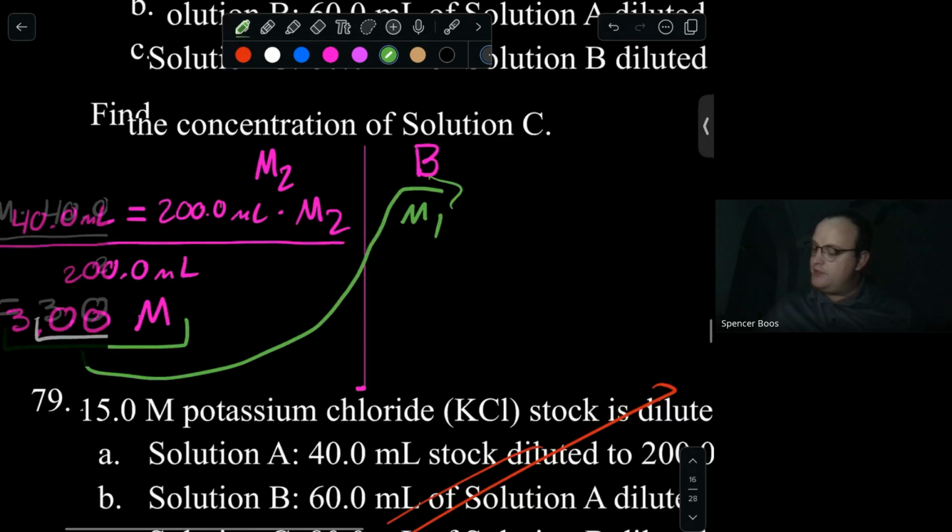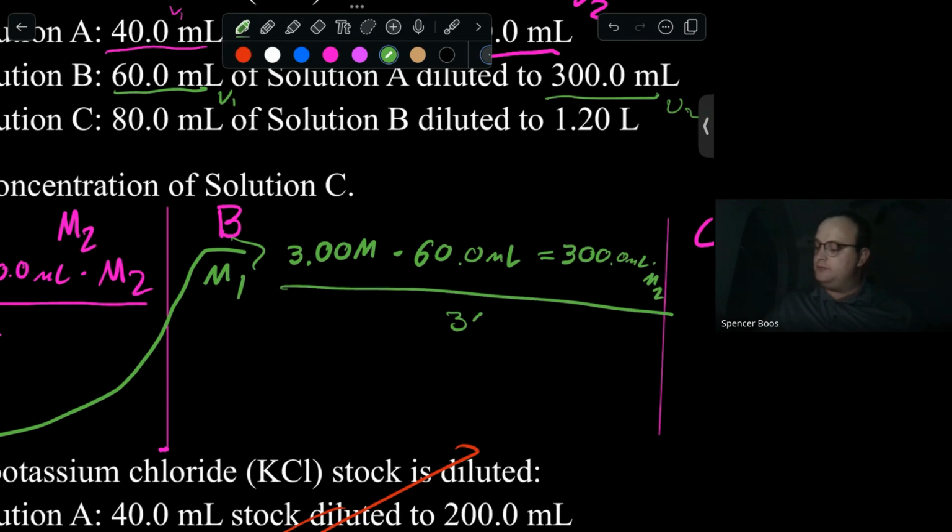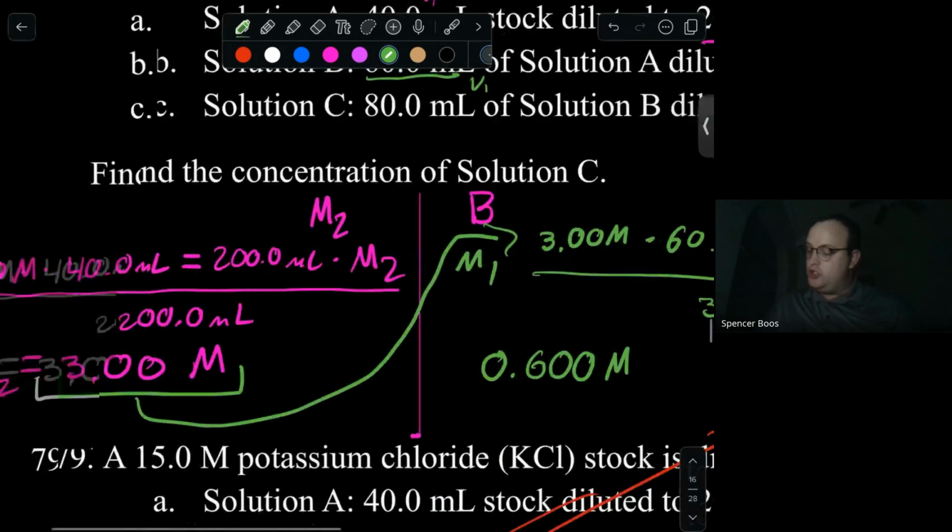So we have 3.00 molar times 60.00 milliliters is equal to 300.0 milliliters times M2. Again, solve for M2. So we get 3.00 times 60 divided by 300. And this time we get 0.600 molar, which is equal to M2.